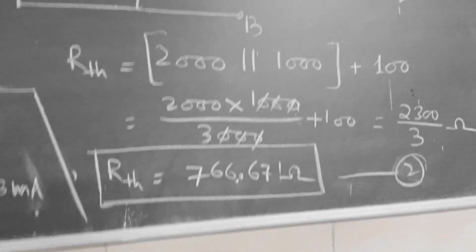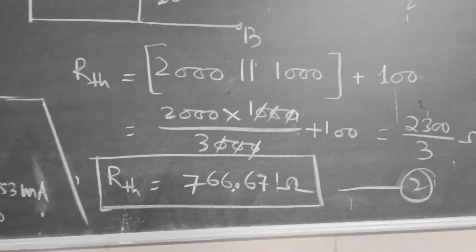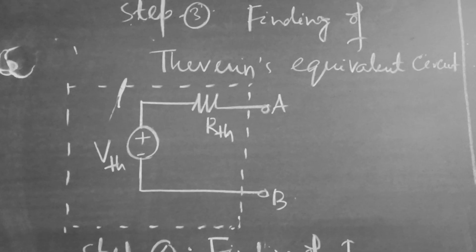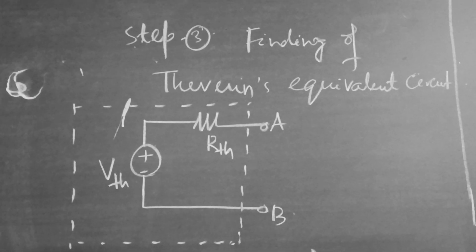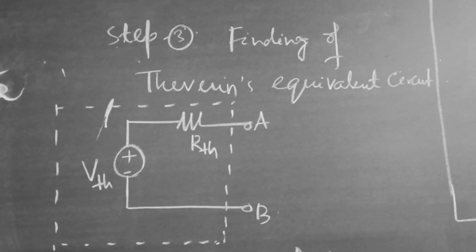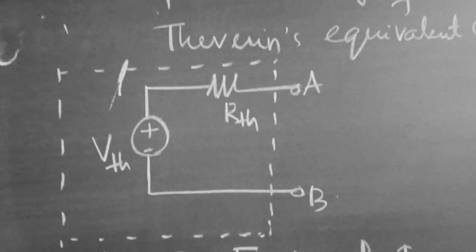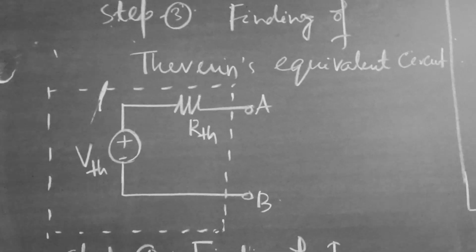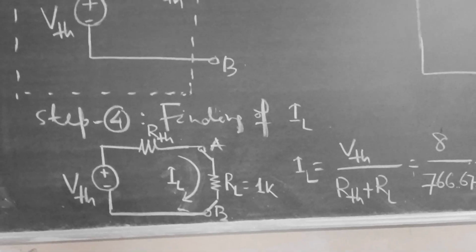This is equation 2. So in step 1 we got the Thevenin voltage, and in step 2 we got the Thevenin resistance. The next step is finding the Thevenin equivalent circuit. As per the statement we have already known, any linear bilateral network can be replaced with respect to two terminals by an equivalent voltage generator V Thevenin connected in series with a resistance R Thevenin. So this is your Thevenin equivalent circuit.